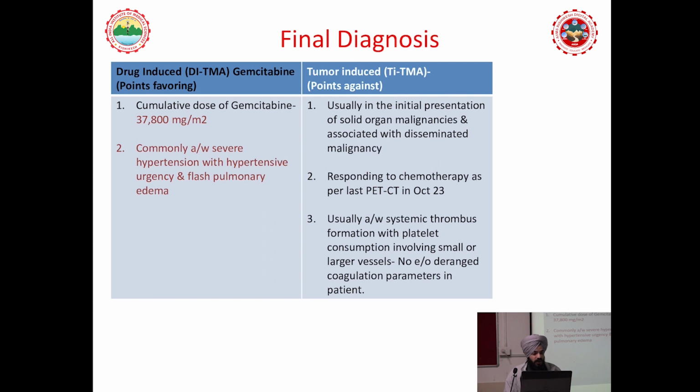Points against tumor-induced TMA were that usually in the initial presentation of solid organ malignancies, it is presented at the onset of the disease, and it is associated with disseminated malignancy. And since the patient was responding to chemotherapy earlier, that possibility was ruled out. And the thrombotic events in malignancy are usually systemic, not renal limited. There were no deranged coagulation parameters in this patient, which also favored drug-induced being the common reason rather than tumor-induced.